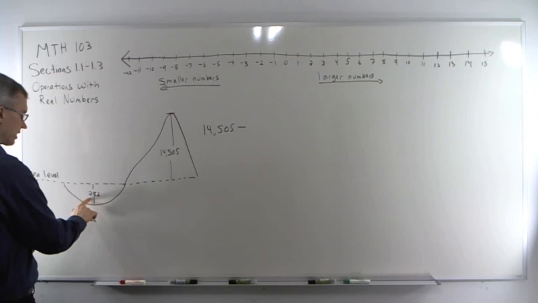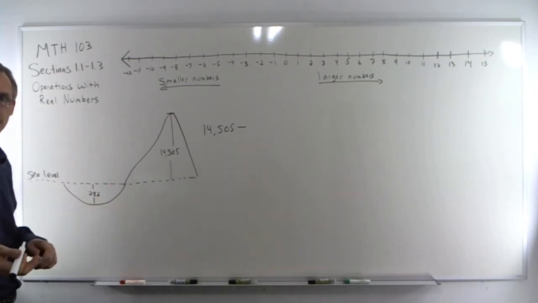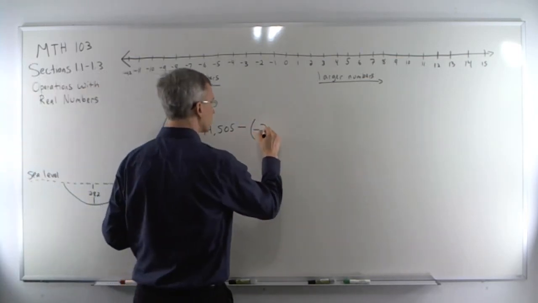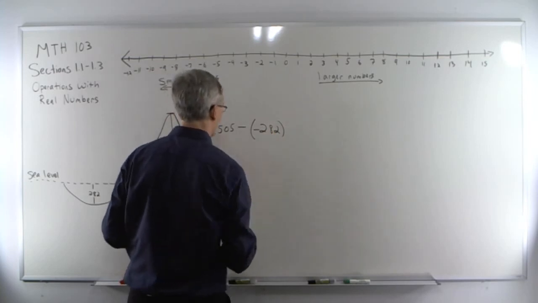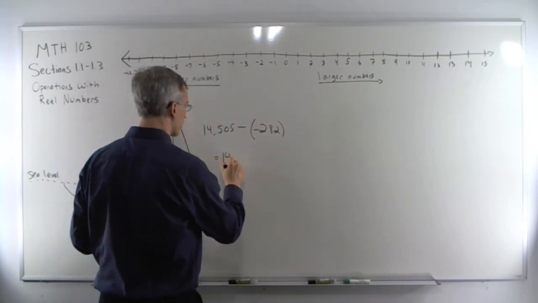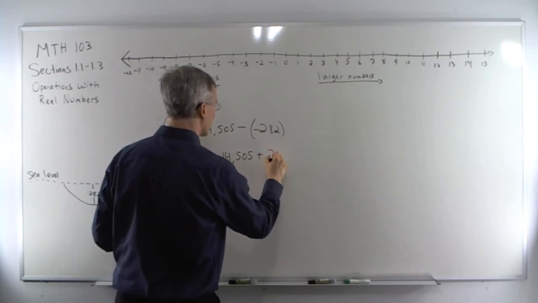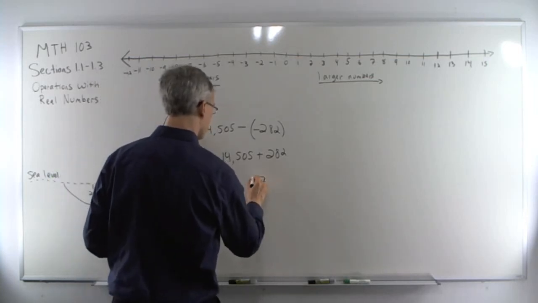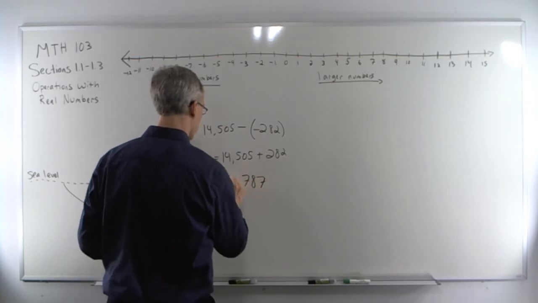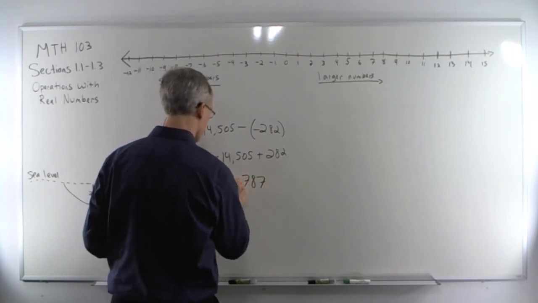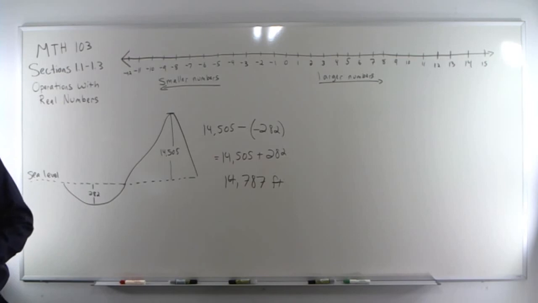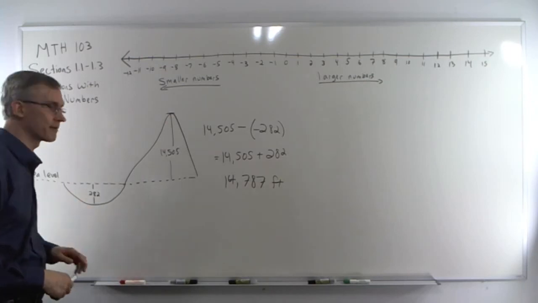Now, this is a negative number because it's below sea level. So it's a negative 282 feet. So we need to subtract a negative 282. And now convert this to addition. So we got 14,505 plus 282. So when we add these two together, we got 14,787 feet is the difference in elevation between the peak of Mount Whitney and the depths of the Badwater Basin.